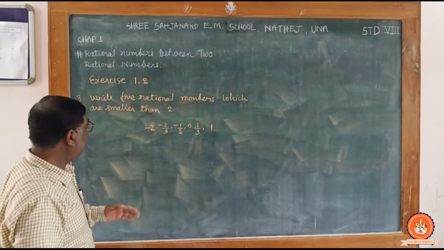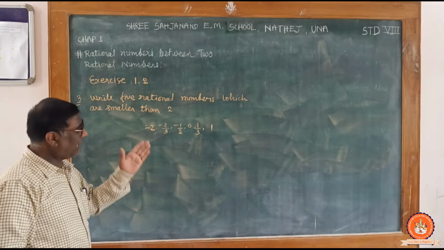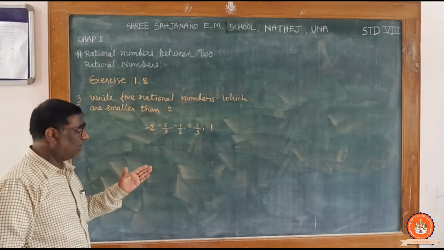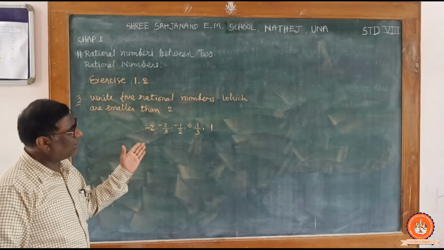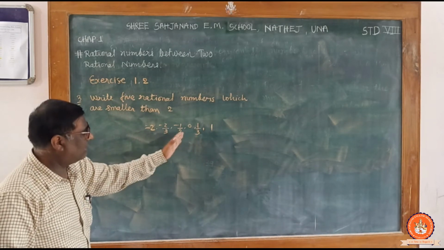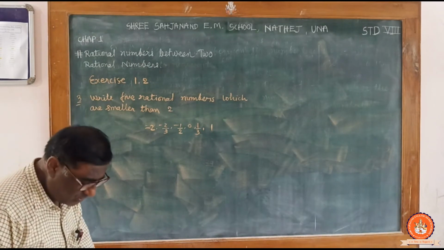So it must be smaller than 2. You can write any number, may it be integer or may it be fractional number, but every number should be smaller than 2. So these are the numbers smaller than 2. Okay, now question number 4.